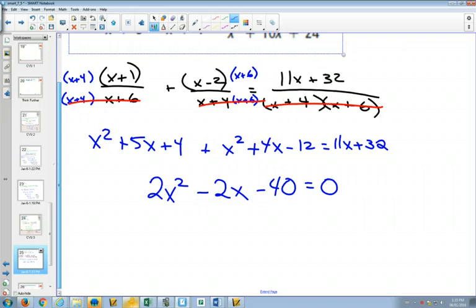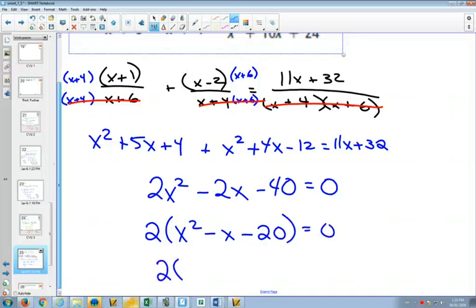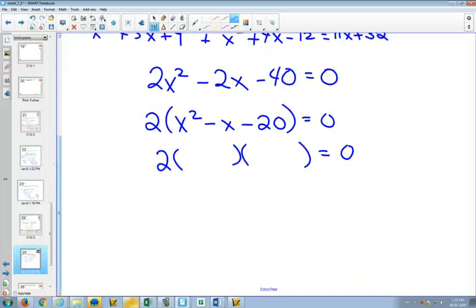If I'm going to factor this, I'm going to start by taking out a 2. That'll make things easier. Has to be x and x. 5 and 4. The 5 has to be negative and the 4 positive in order to get a negative 1. Quick check if everything works. Yes, when we multiply it out, it does. So our two solutions, x can equal 5, and x can equal negative 4.